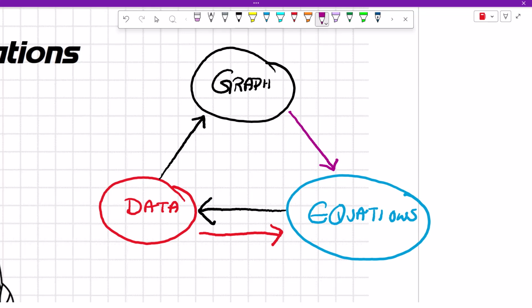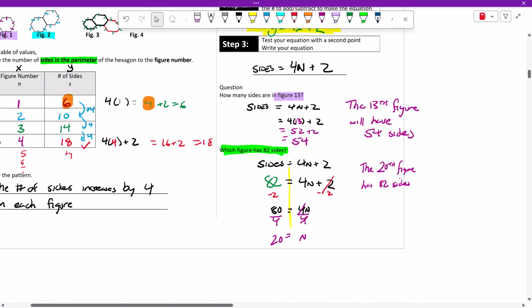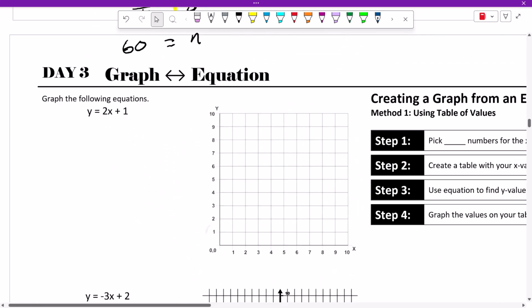Okay? And remember what the equation looked like. The equation looked like this. Y is equal to mx plus b. How do you create this thing? All right? Let's get started. We're looking at day 3. So we're going to skip over a lot of the pages of day 3. I feel like we don't really need it.